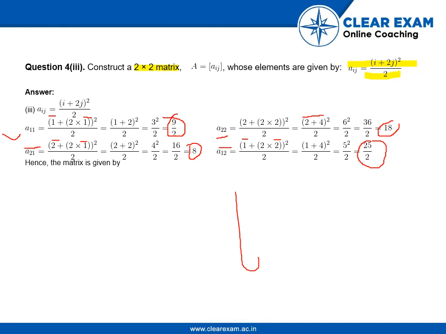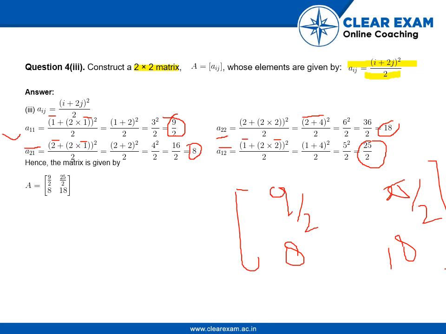So our final matrix looks something like this. A11 is 9 by 2. A12 is 25 by 2. A21 is 8 and A22 is 18. Now let us see the solution. Yeah, the solution is the same.